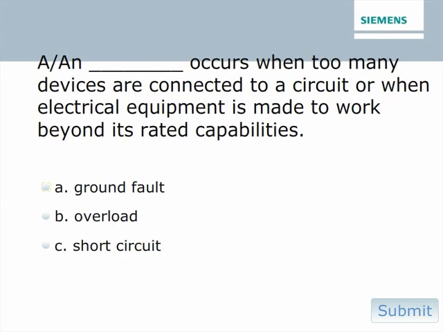Question 5. A/An blank occurs when too many devices are connected to a circuit or when electrical equipment is made to work beyond its rated capabilities. Is it A, a ground fault, B, an overload, or C, short circuit?